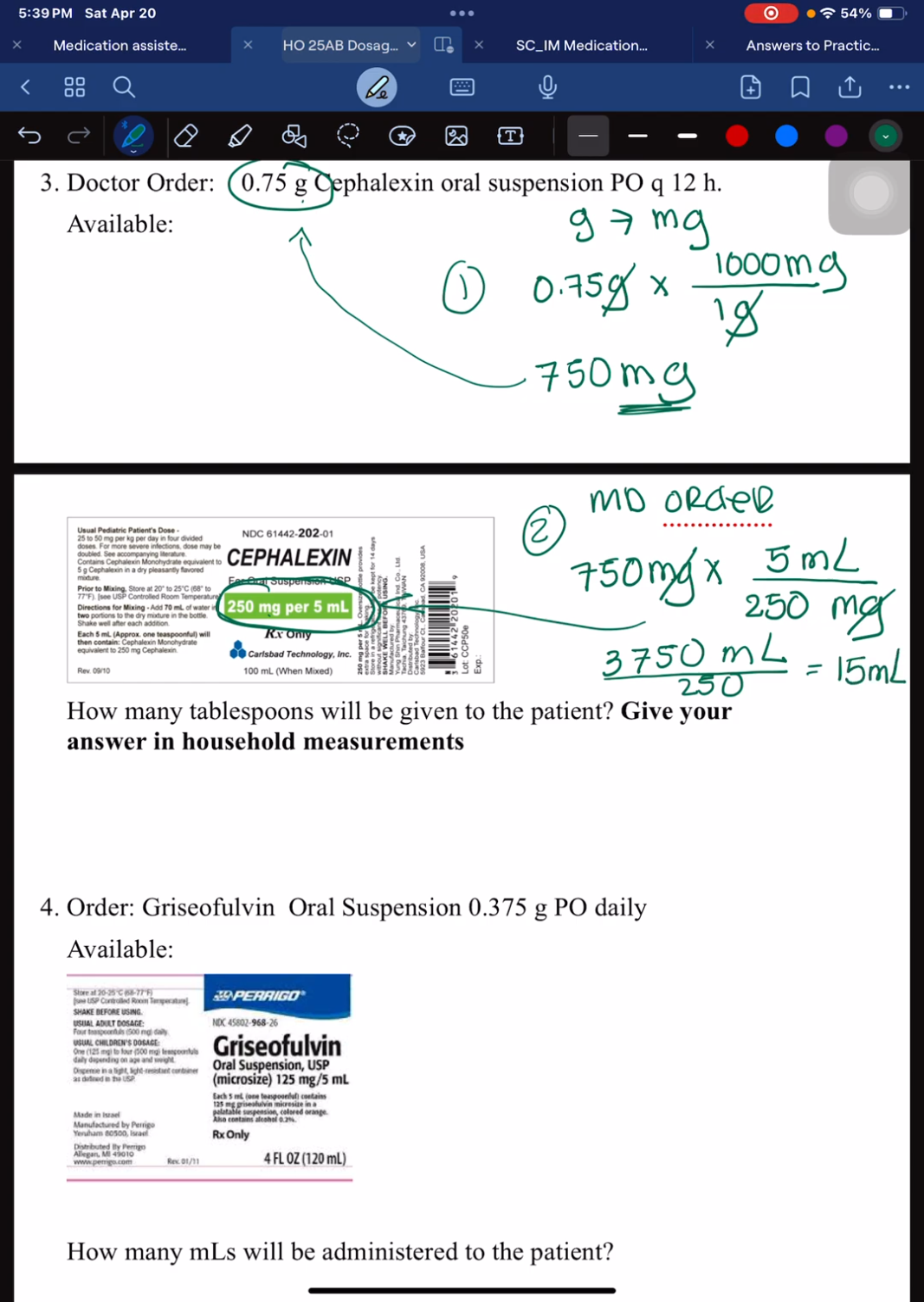Okay, so you can leave it at 15 ml, but in this case, the answer is asking for a household measurement. In a household measurement, you need to know how many ml are in a teaspoon. So I know that 15 ml is equal to 3 teaspoons, or 15 ml is equal to 1 tablespoon.